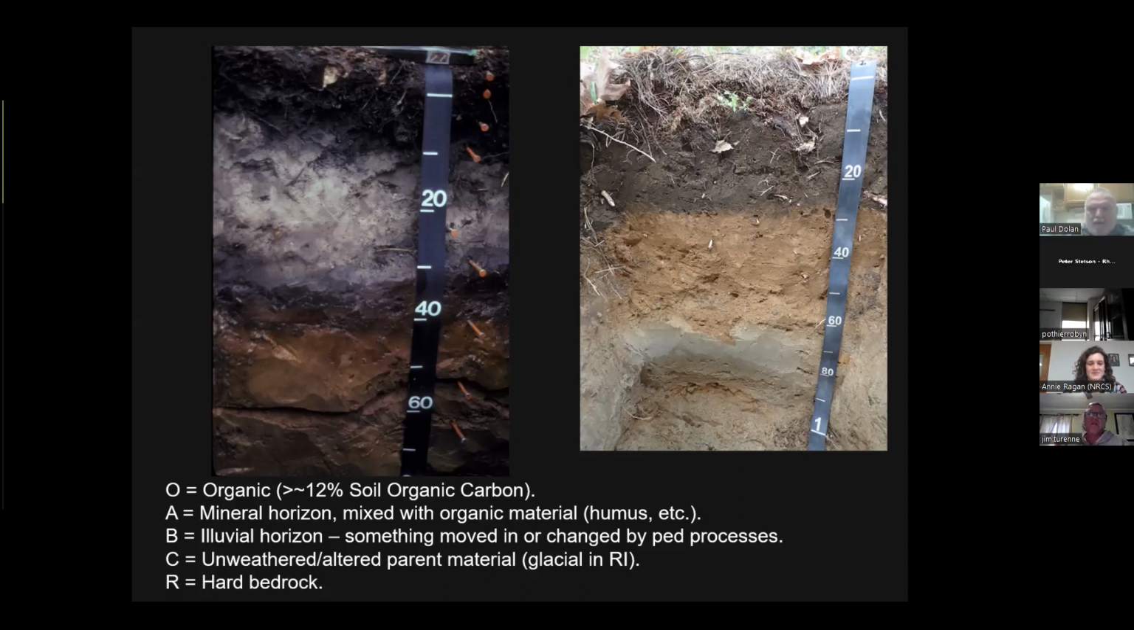The stuff below it is the same material. It just hasn't been mixed with the organic material. So the B horizon is an illuvial horizon, meaning something has moved into that layer, or there's been some kind of addition, a loss, a transfer, or a transformation of that material to differentiate it from the C horizon below. So in our neck of the woods, because our soils are so young, the major change we see in the B horizon is just iron oxide coating the sand, silt, and clay. Iron oxide is basically rust, so it gives that soil a rusty appearance.